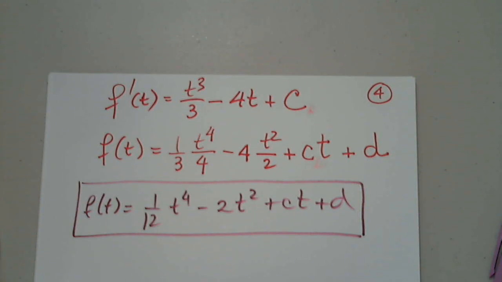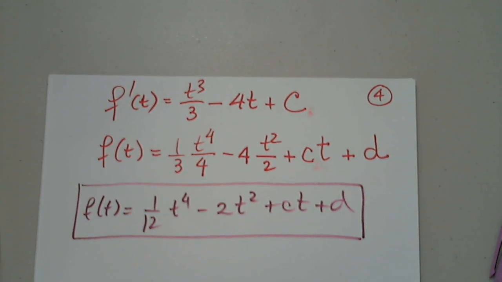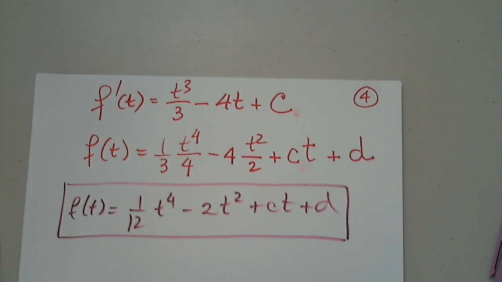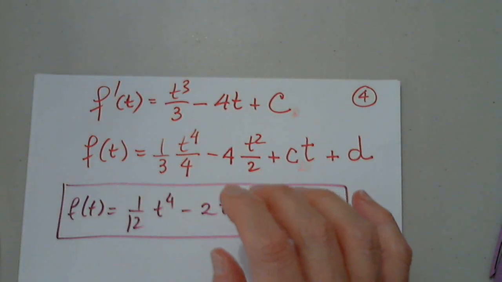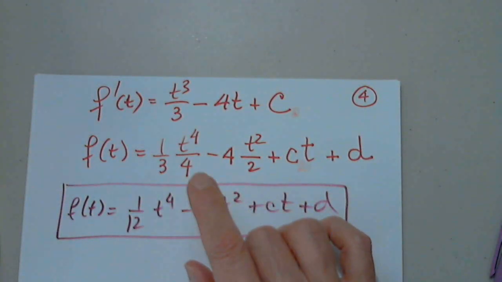Do we want to choose something else? Excuse me, could you go back one more time and talk about how you got from t to the third power over 3 to 1/3 t to the fourth power over 4?